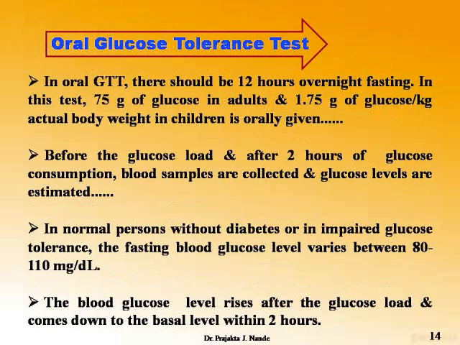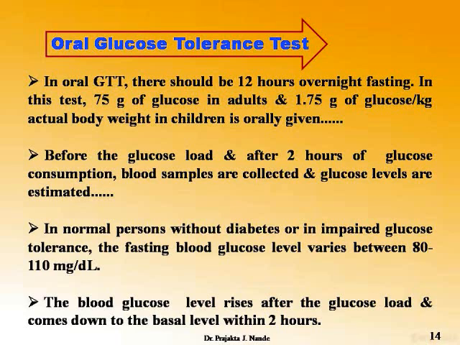There are certain conditions for oral GTT. There should be 12 hours overnight fasting, and 75 grams of glucose for adults and 1.75 grams of glucose per kg actual body weight for children is orally given. And before the glucose load and after 2 hours of it, blood samples are collected and glucose levels are estimated.